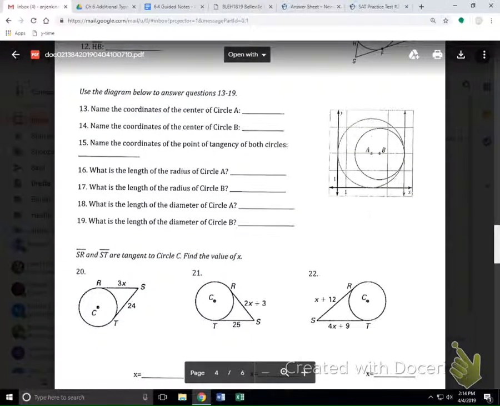So we are now here. Name the coordinates of the center of the circle. I know this one's faded. Where is the center of this circle?